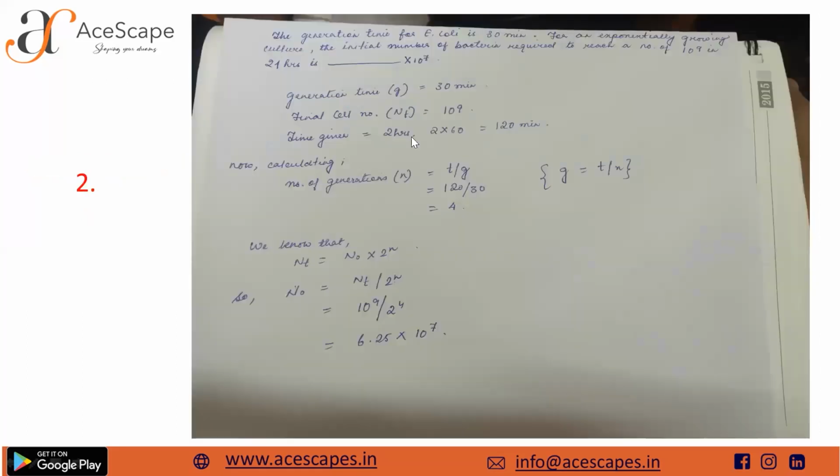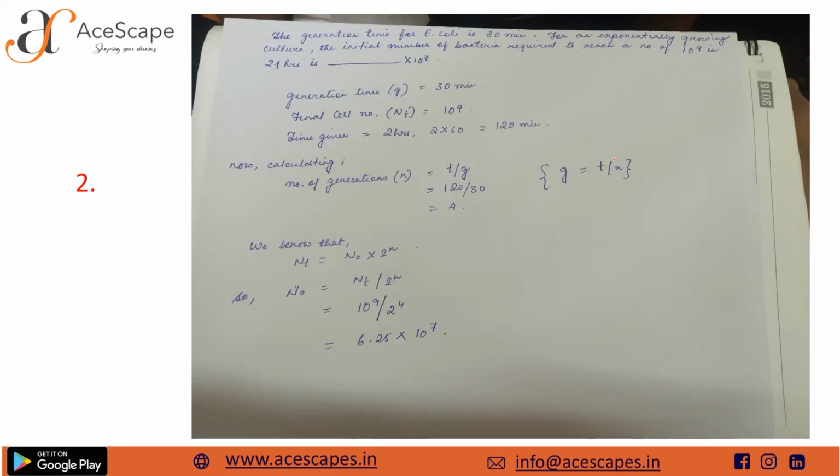We come to the second numerical. The generation time for E. coli is 30 minutes. For an exponentially growing culture, what is the initial number of bacteria required to reach a number of 10 to the power 9 in 24 hours? So what is the question asked here?